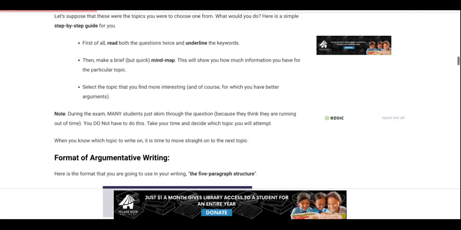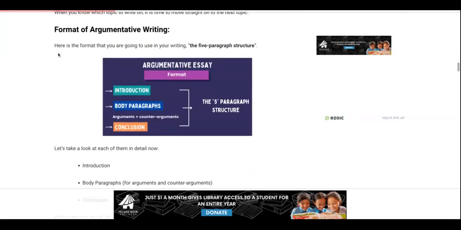Right. Format for the argumentative. Again, we have a five paragraph thing. You have your introduction, you have your body paragraphs. However, over here, your body paragraphs are not about storytelling like our narrative. They are descriptive. They are actually about arguments and counter arguments.